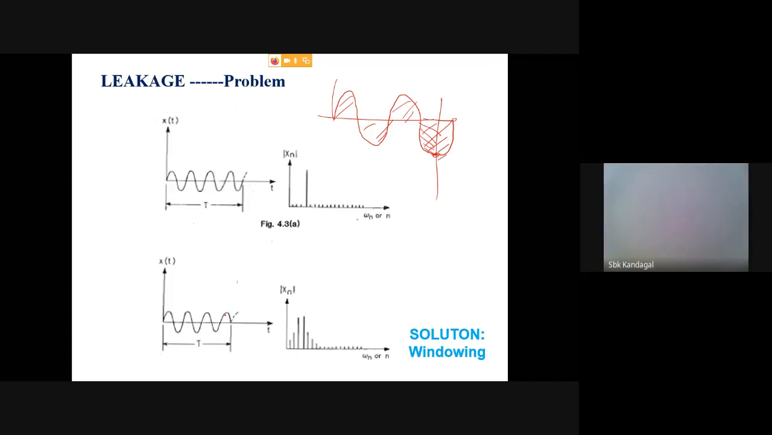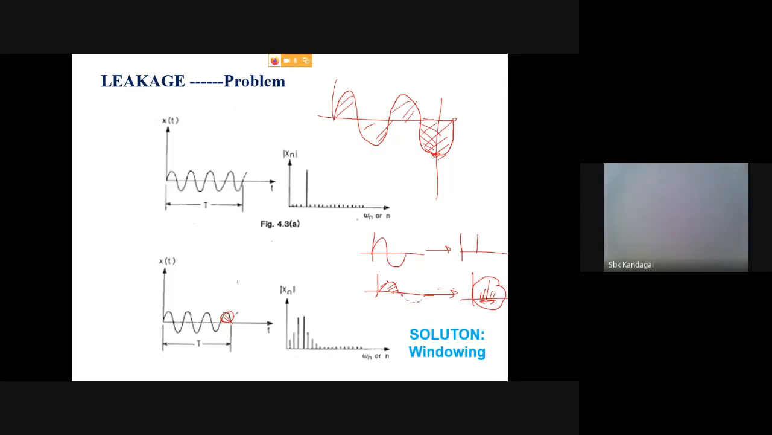Because of this half signal, you have seen that the Fourier transform of a pure sine wave is one single frequency. But if there is a half sine wave, the Fourier coefficients will show various neighboring frequencies also, because it doesn't know whether the signal will get completed here or here. It's only a part of a signal. That is the reason you have this leakage problem.